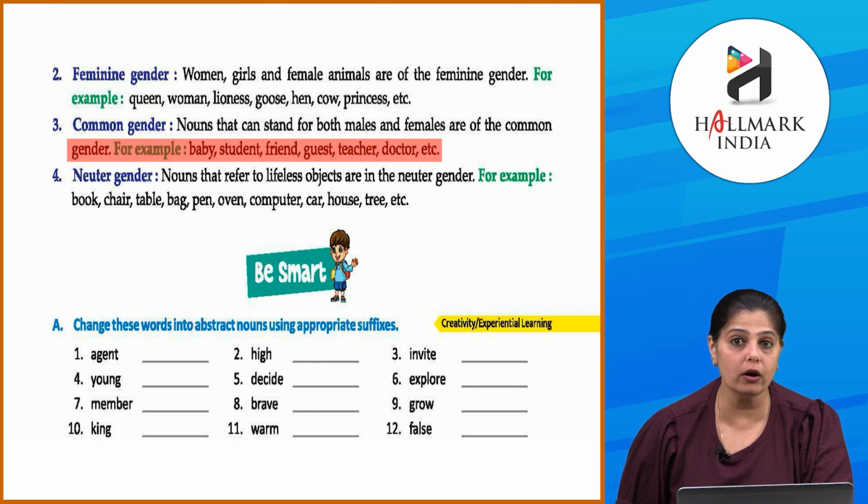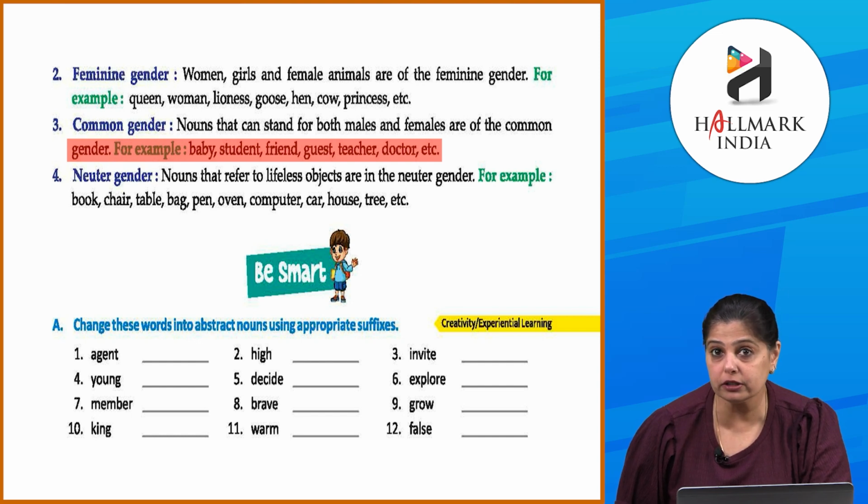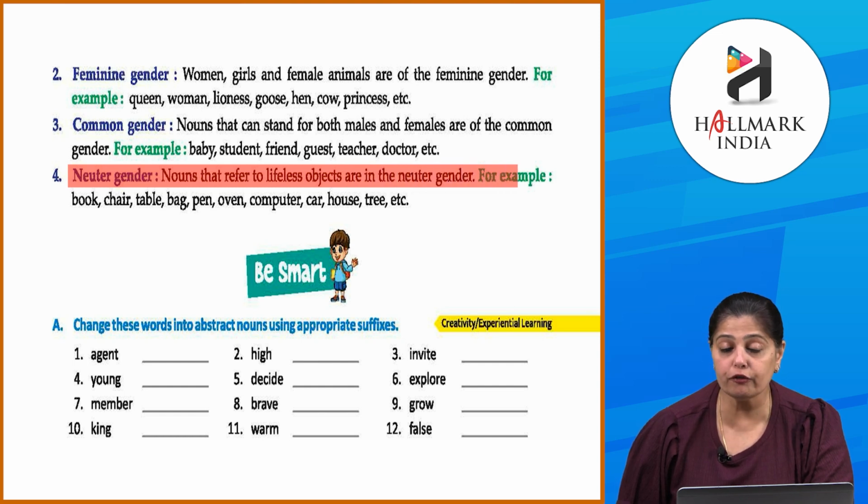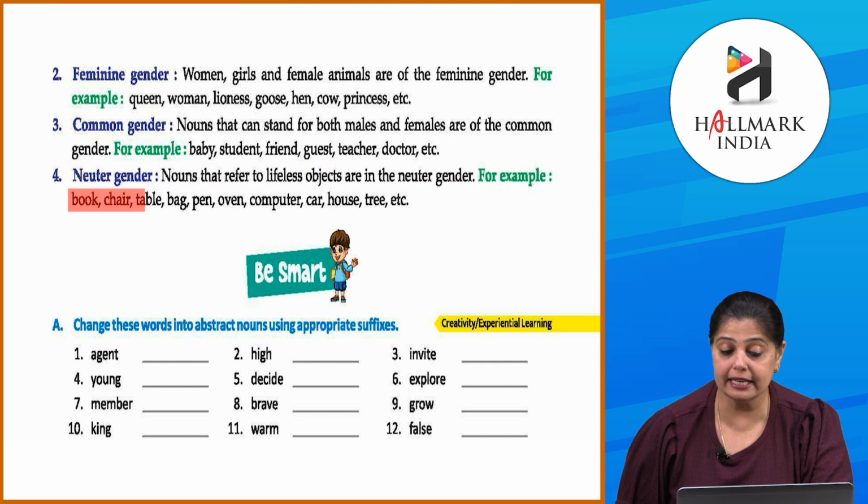So, when you say, I went to the doctor, I don't know whether you went to a male doctor or a female doctor. When you talk about a teacher, I don't know whether you're talking about a male teacher or a female teacher. So, that is why these are all common genders. Okay. Now, neuter gender. Nouns that refer to lifeless objects. Anything that is not a living thing is in the neuter gender. For example, book, chair, table, bag, pen, oven, computer, car, house, tree, etc. All these are neuter gender.